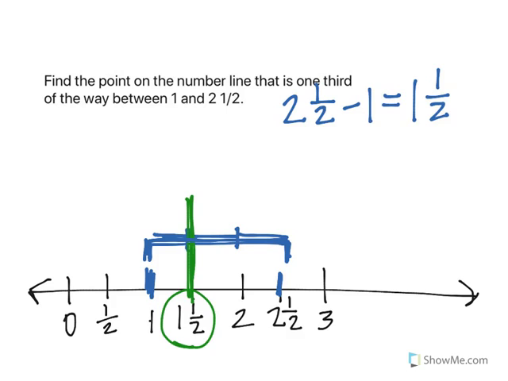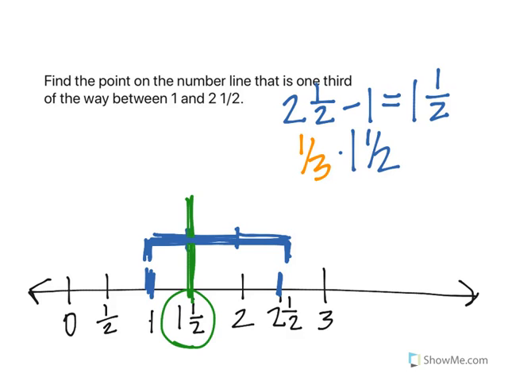And this 1.5 is the same as the answer 1.5, like by looks, but it's actually not the same conceptually. So 2 and 1/2 minus 1 is this distance. This distance here is 1.5 wide in blue. And if you want to go 1/3 of the way, you would then take 1/3 of that distance, which is 1.5.